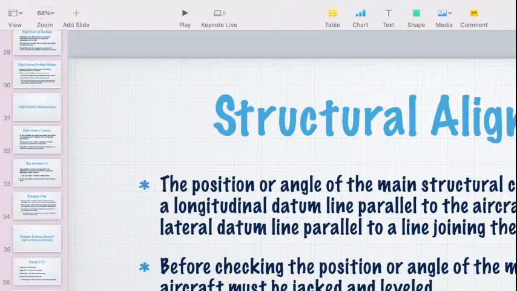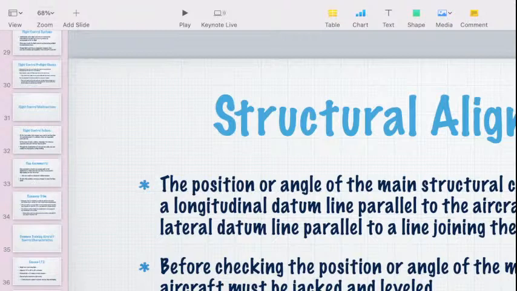And a little information on our structural alignment. The position or angle of the main structural components is related to a longitudinal datum line, parallel to the aircraft center line, and a lateral datum line, parallel to a line joining the wingtips. Before checking the position or angle of the main components, the aircraft must be jacked and leveled. Small aircraft usually have fixed pegs or blocks attached to the fuselage parallel to or coincident with the datum lines.